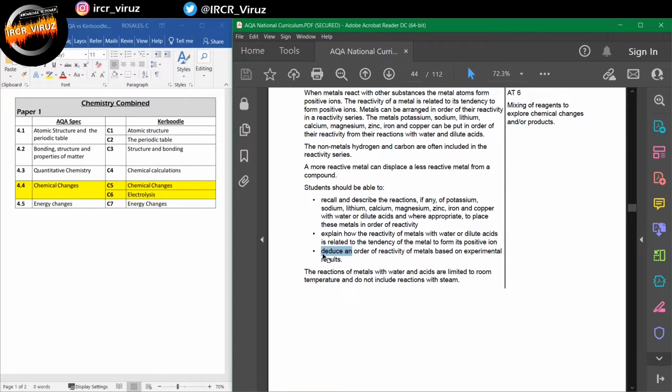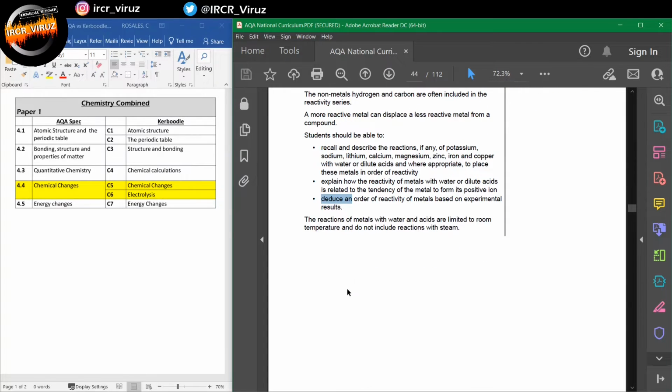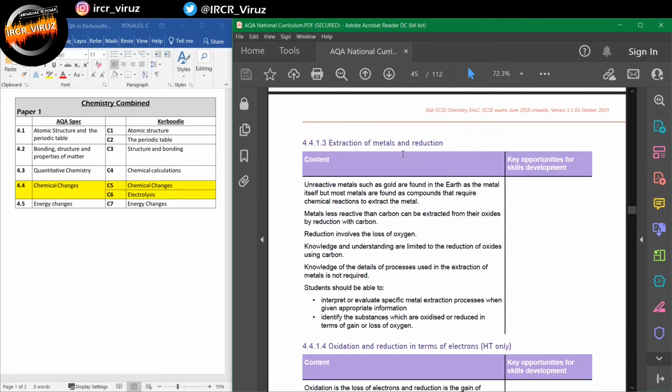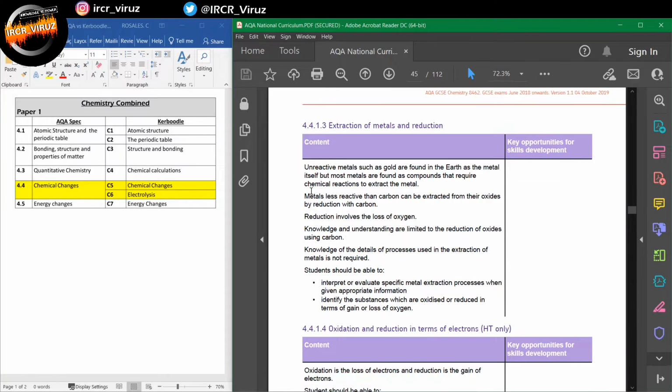They might give you a table of results and you need to figure out which one is the most reactive and which one is the least reactive, or sometimes even find out whether a reaction will happen if you add a certain metal from the reactivity series. Reactions of metals with water and acid are limited to room temperature; do not include reactions with steam. Extraction of metals and reduction.